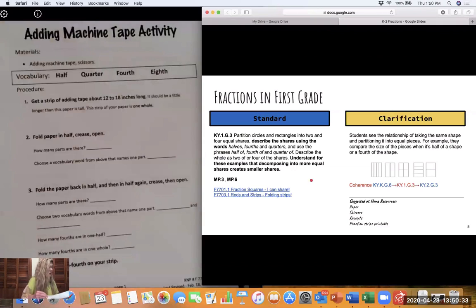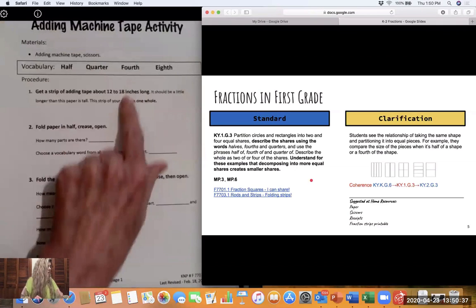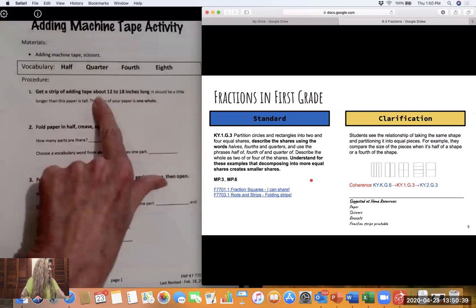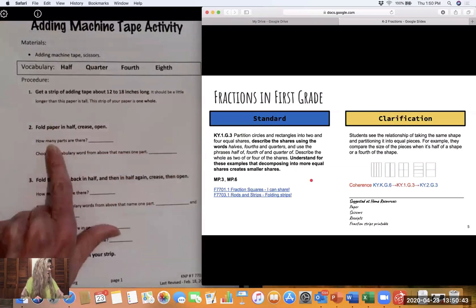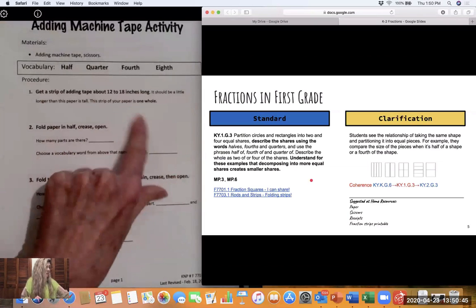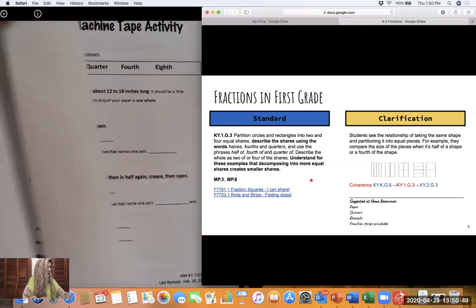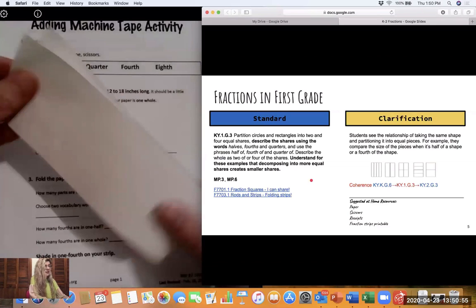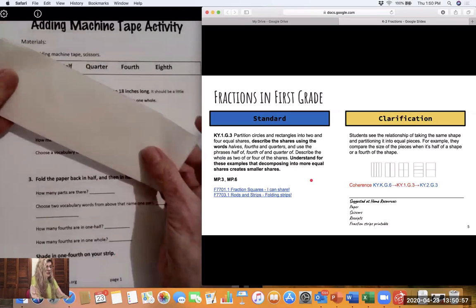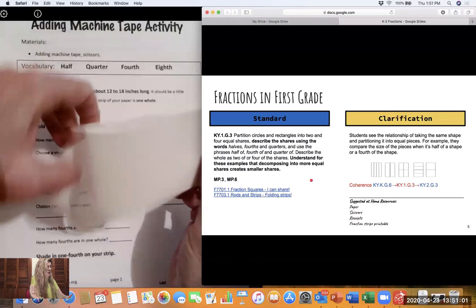So what you do with your adding machine tape, of course, you have the vocabulary here. It says, get a strip of adding tape about 12 to 18 inches long. And then this strip is about the length of your paper. Of course, it talks about how this is the whole, the adding machine tape. And it says, fold the paper in half, crease, and then open. So they just take that paper, they fold it in half and crease it, and then they open it.